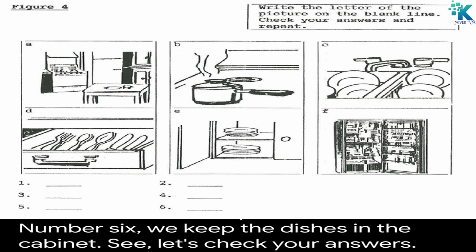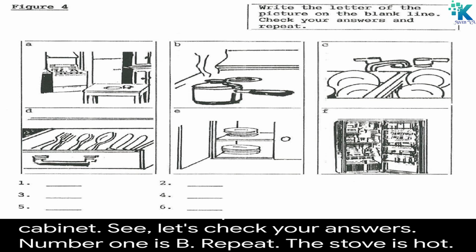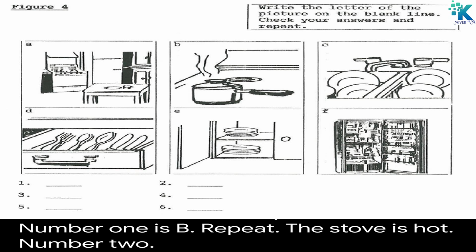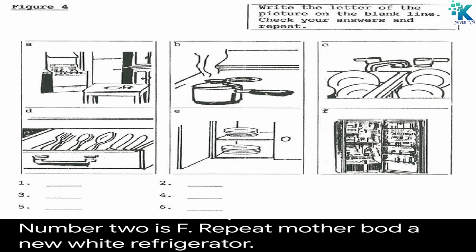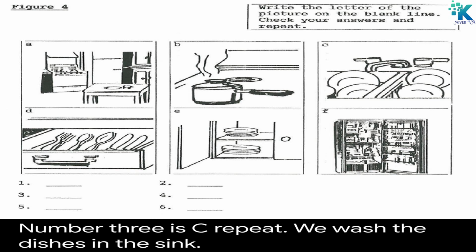Let's check your answers. Number 1 is B. Repeat. The stove is hot. Number 2 is F. Repeat. Mother bought a new white refrigerator. Number 3 is C. Repeat. We washed the dishes in the sink.